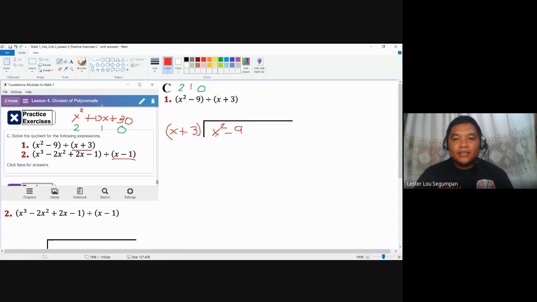As of the moment, let's just try to use the process of long division here. The first step is to divide the first term by the first term. So you have here x squared all over x, which is equal to x to the power of 2 minus 1, x to the power of 1, or simply x. This is our first quotient, and we're going to place it at the top. The next step is to multiply the first quotient to the terms of the divisor, and it should be to both x and 3.